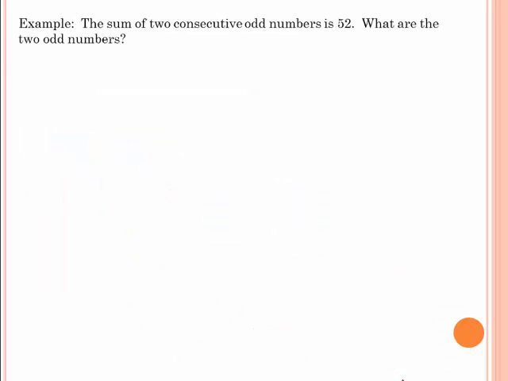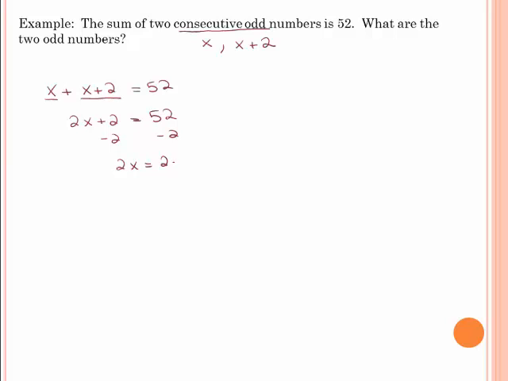The sum of two consecutive odd numbers is 52. Now I've got consecutive odd numbers. The first one is going to be x. The second one is going to be x plus 2 because, as you recall, we add 2 each time. So x plus x plus 2, that's the sum of the two numbers, is equal to 52. 2x plus 2 is equal to 52. Subtract 2 from both sides, and I get that 2x is equal to 50. Then I divide by 2, and I get x is equal to 25.